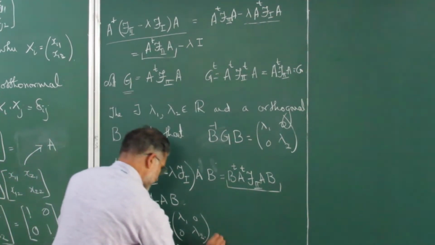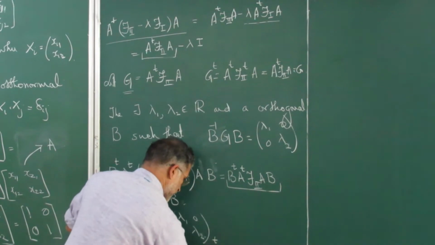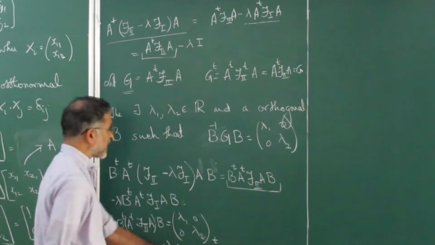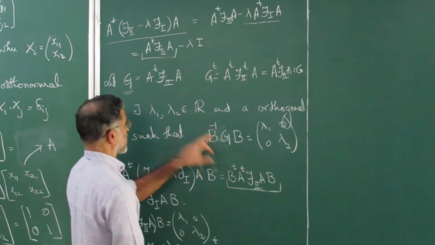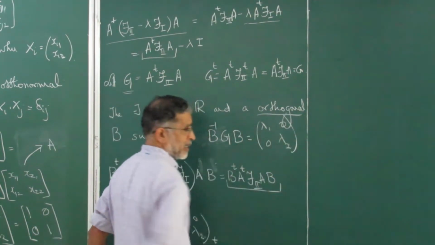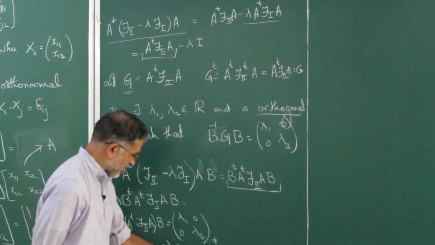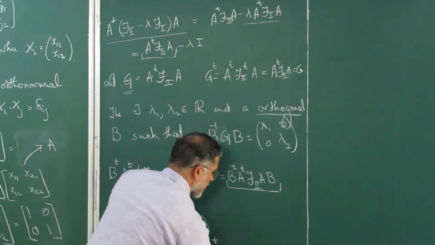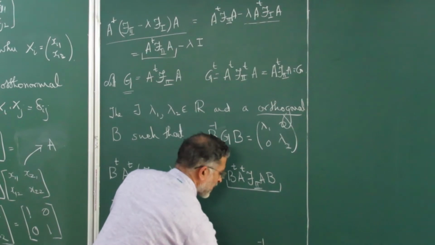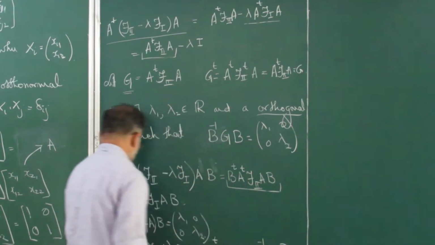So this will be B transpose identity B. But you know that B transpose is the same as B inverse because it's an orthogonal matrix. The inverse is exactly the transpose. So this is B inverse B, identity B, that's equal to the identity matrix. So let's look back at this.